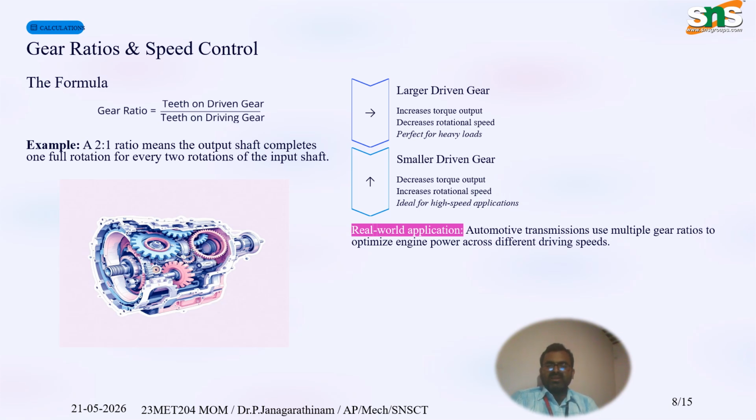A larger driven gear means it can increase the torque output, decrease the rotational speed, and is perfect for heavy loads. It will be applied for heavy load applications. A smaller driven gear means it can decrease the torque output, increase the rotational speed, and it is ideal for high speed applications. Real world applications of these gears are like automotive transmissions with multiple gear ratios to optimize the engine power across different driving speeds.